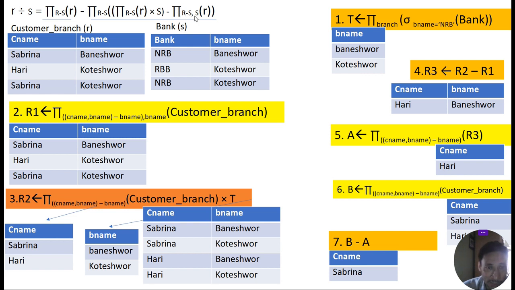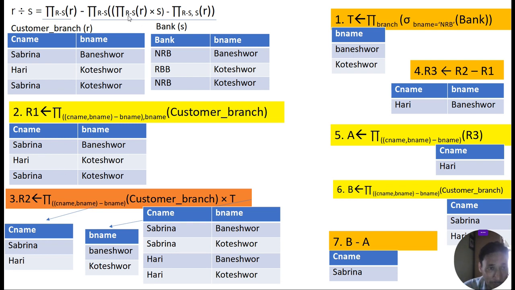Now we have to do this component. This is done here in step 2. We are retrieving the records from customer branch. Here we are doing CNAME, BNAME minus BNAME, that is R minus S, then BNAME. In this case our S is T, so we have BNAME in T. So we'll extract customer name and branch name, because this branch name will cancel out. It will remain with CNAME and BNAME. So we will be retrieving CNAME and BNAME from customer branch. This is the result, and we are giving the name R1 to this table.